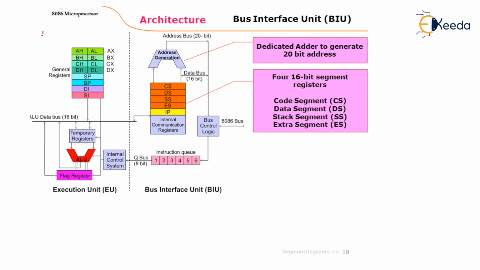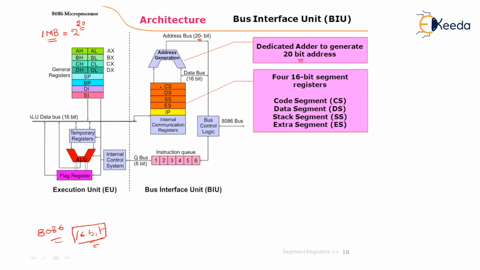8086 supports 1 MB main memory. If it is 1 MB main memory, the number of address bits must be equal to 20, because 1 MB is equal to 2 power 20. So the address bus must be 20 bits, but 8086 just supports 16-bit addresses. We will understand why 16-bit addresses. Now, a 20-bit address must be generated, but the address bus is always equal to 16 bits. There is a mismatch. Why? We will see.